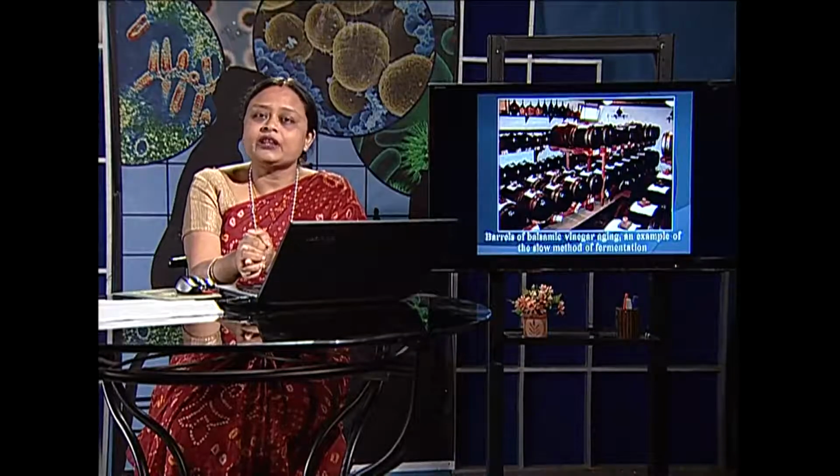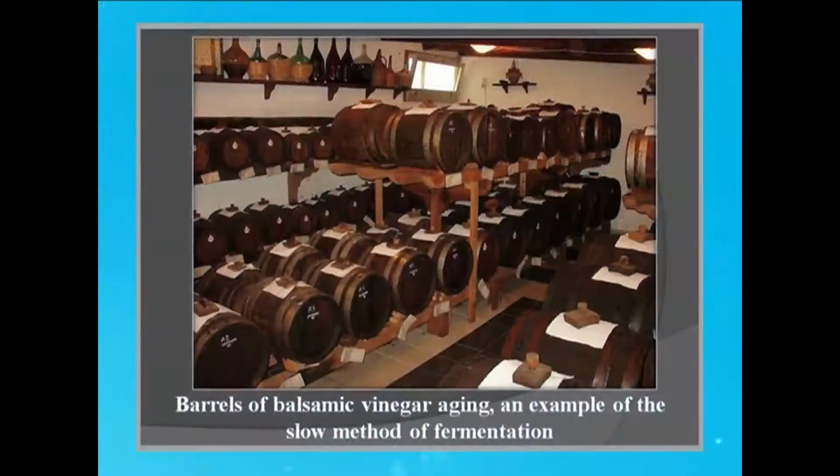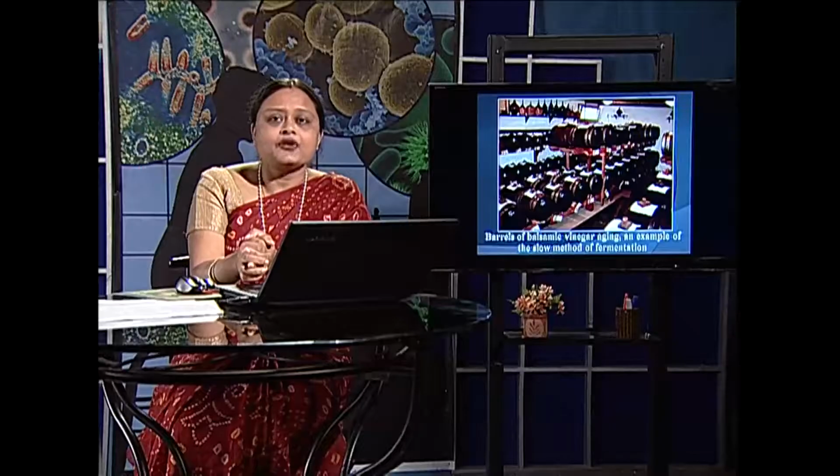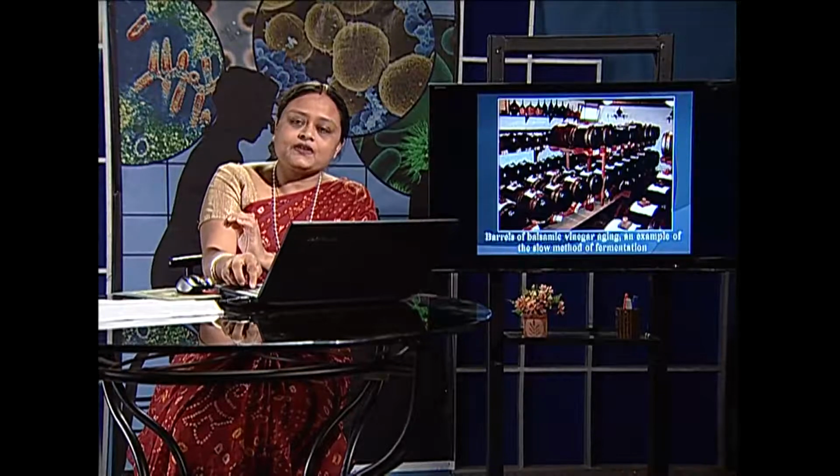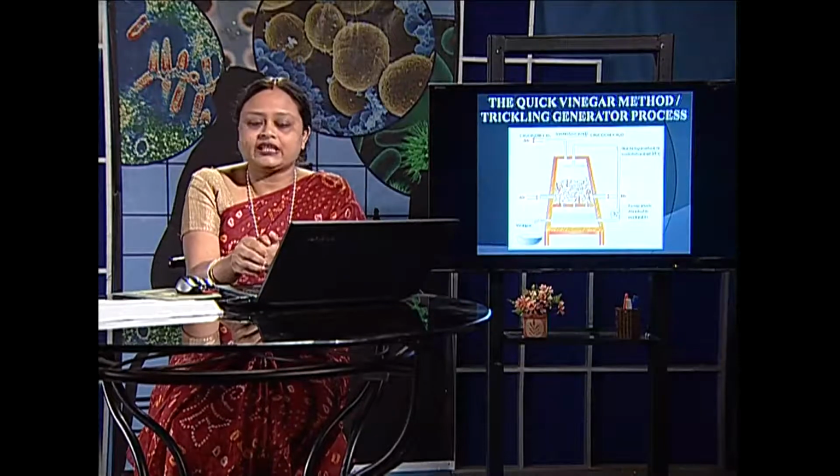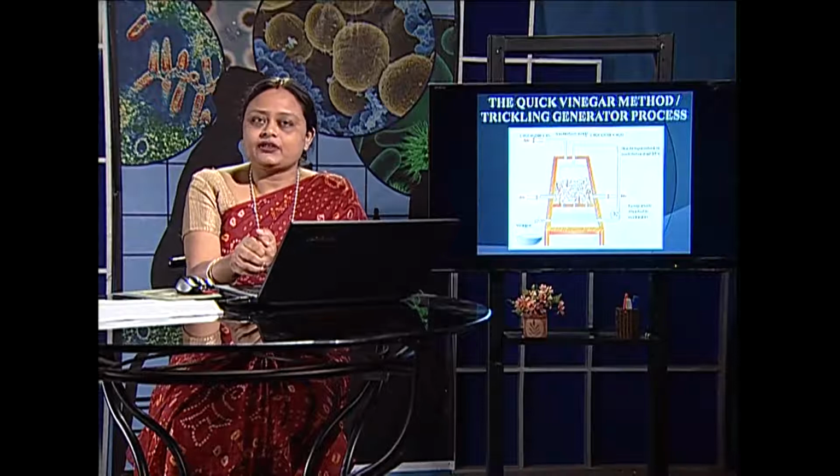Here we can see a typical aging area wherein balsamic vinegar is being aged after the slow process. The major disadvantage of the slow process is that it takes a huge amount of time. We have just seen 4 weeks. To get rid of this, the second process was the quick vinegar method, or trickling generator process.